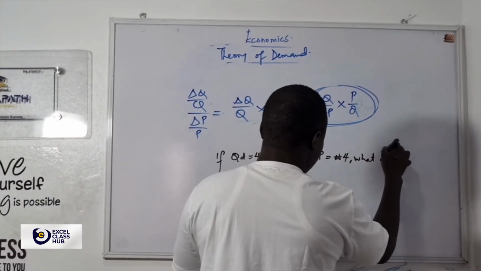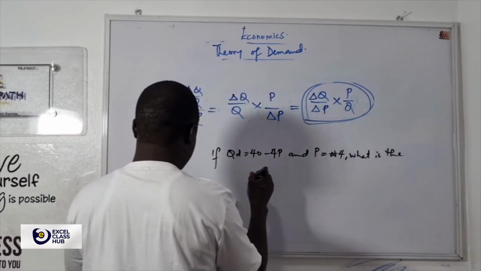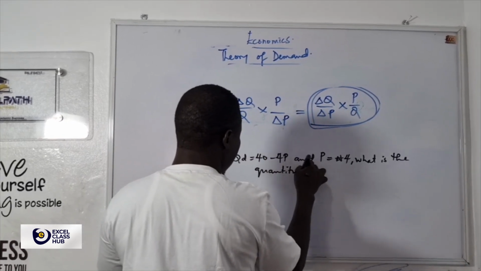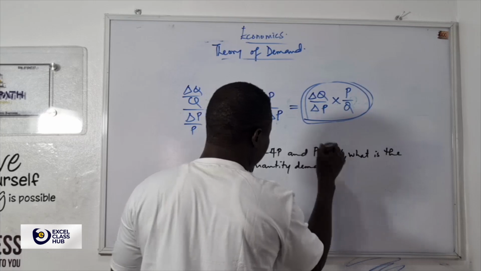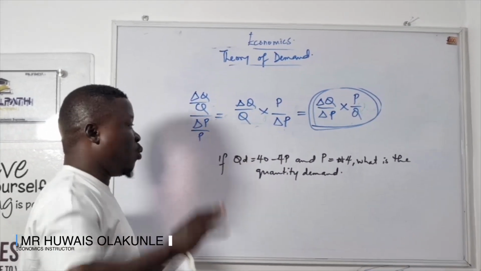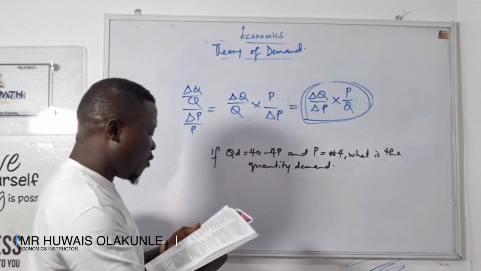What is the quantity demand? Here's the question. You can see that this question is under elasticity. It's just what is the quantity demand? We have options. What are the options?